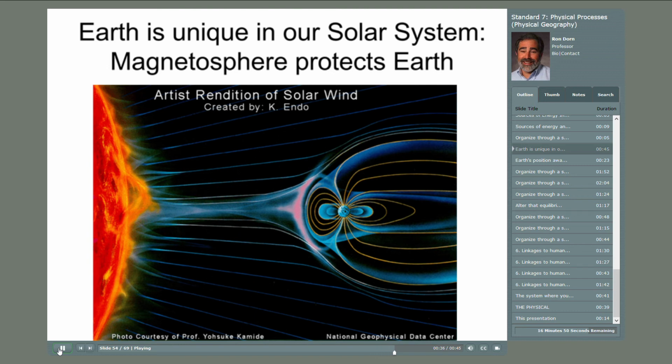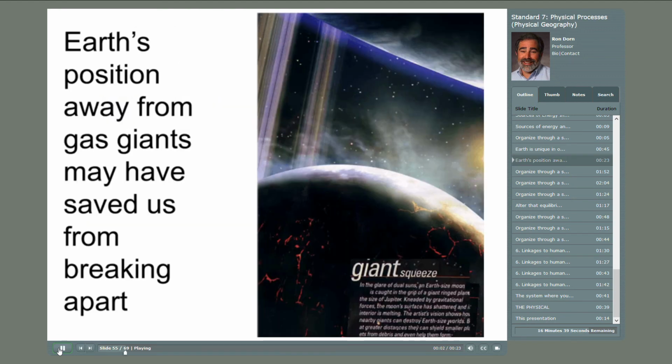So the magnetosphere is the outer boundary of Earth that protects us and helps us be a unique biosphere in the solar system. Another aspect of the boundary part of Earth is our position. We're away from gas giants.